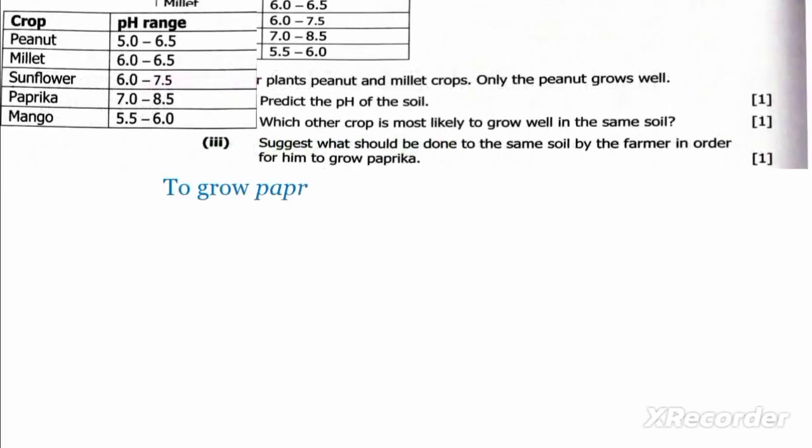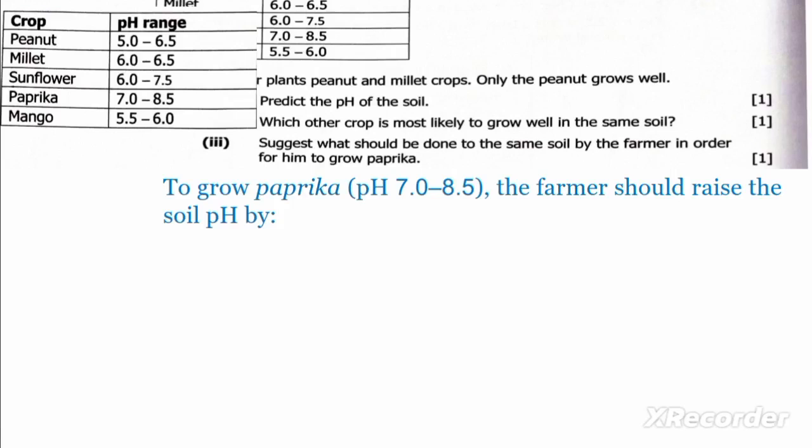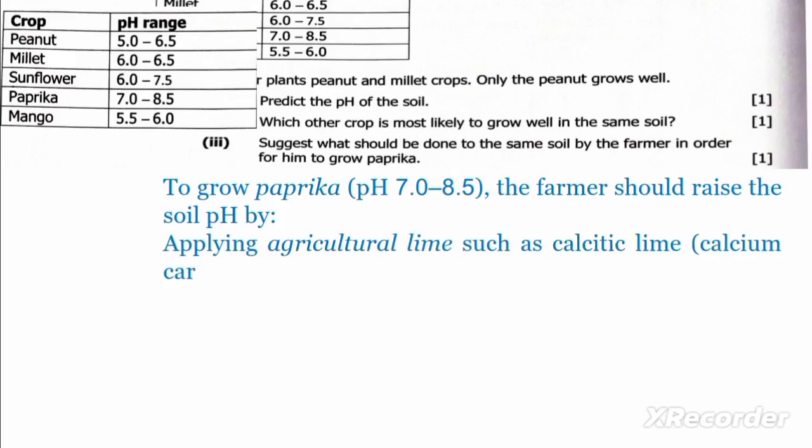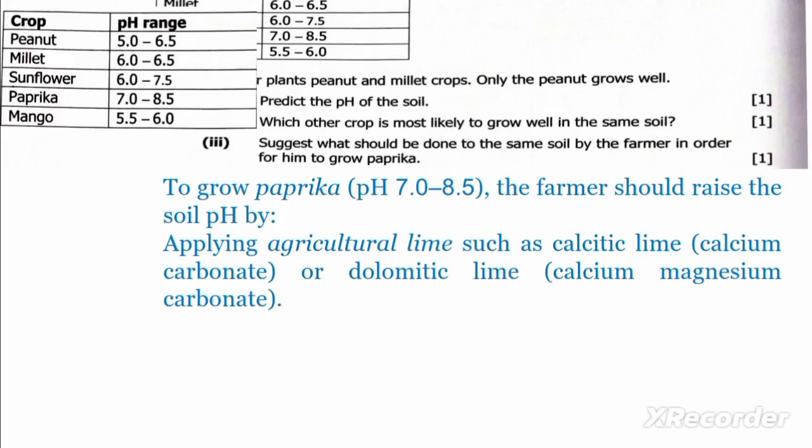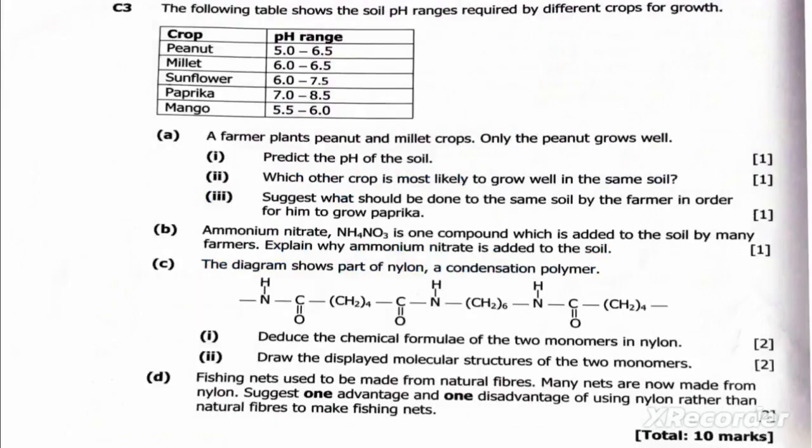Therefore, to answer this question, we are going to say to grow paprika with a pH of 7.0 to 8.5, the farmer should raise the pH by applying agricultural lime such as calcium carbonate or calcium magnesium carbonate. These are some of the measures this farmer needs to consider to raise the pH of the environment where paprika can be grown. We move to B.